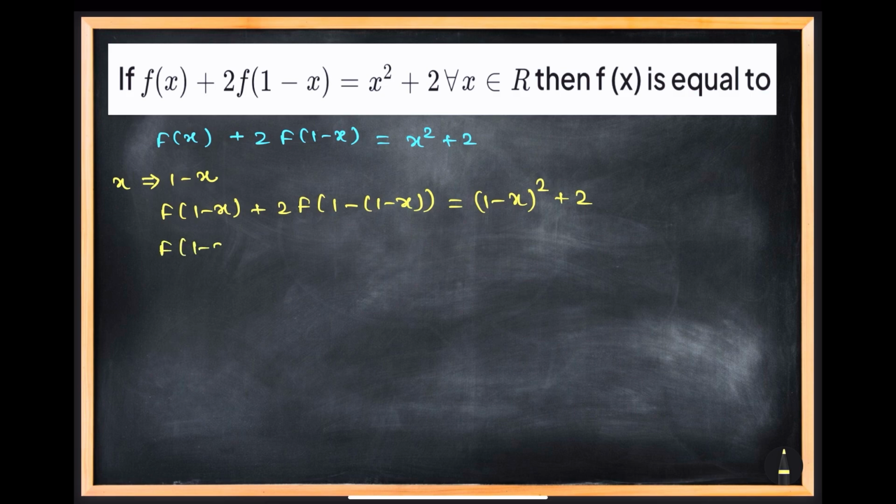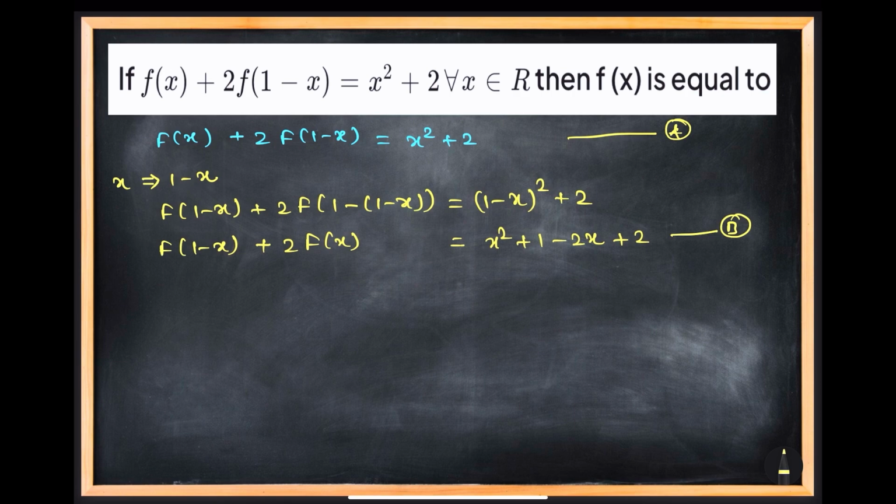f of 1 minus x plus 2 times f of x is equal to a square plus b square minus 2ab plus 2. Done. Now look at your blue line and look at your yellow line. Suppose that this is equation A and suppose that equation B. You guys are having problem with f of 1 minus x, and in both the equations you have f of 1 minus x.